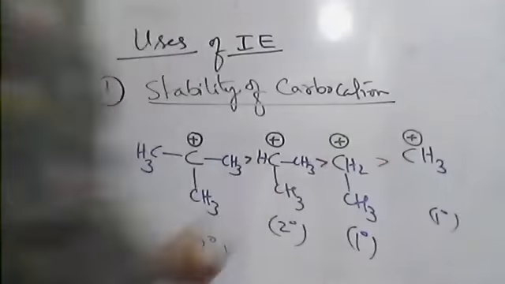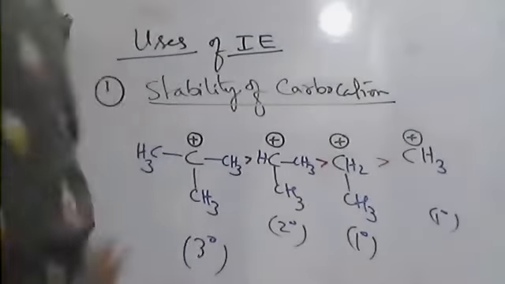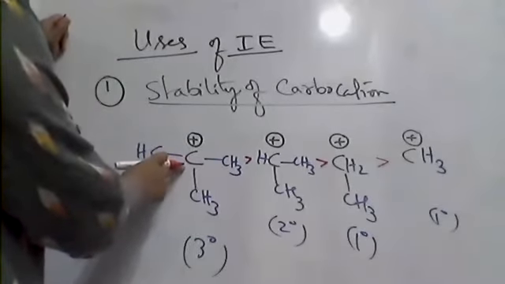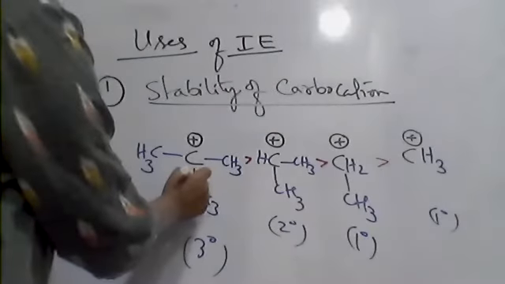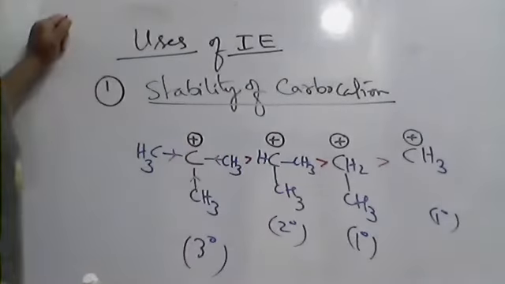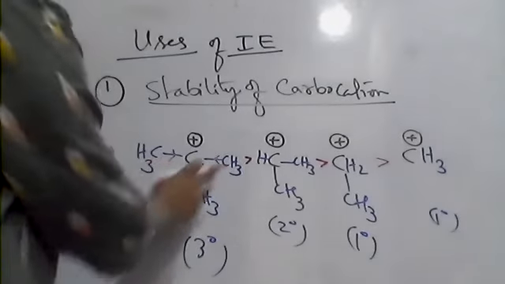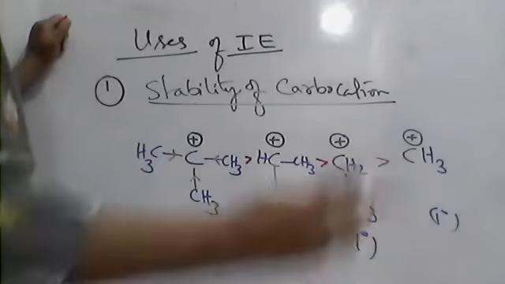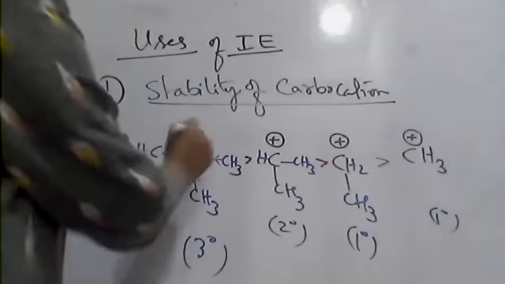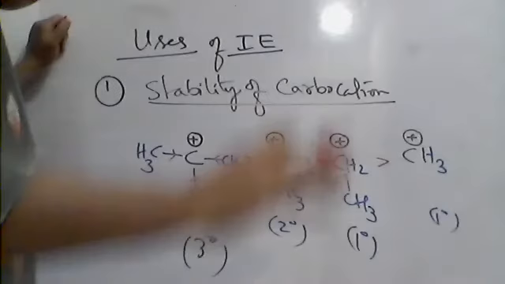Secondary is more than the primary. Primary is more than the methyl. Why? Because here, to satisfy or neutralize the positive charge of this carbon, there are three adjacent attached alkyl groups. So these three plus I groups donate electrons to this positive carbon. So what happens? This positive charge effect decreases.